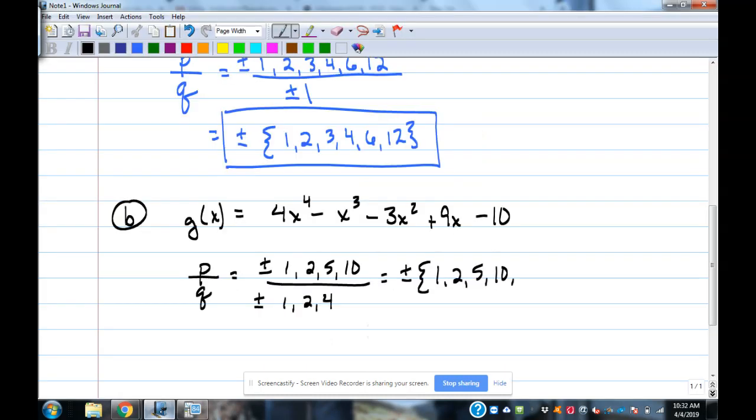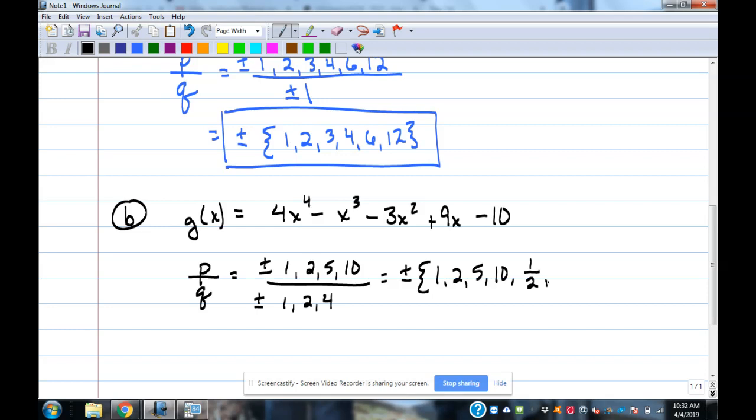All right. So take each factor that's on the top, divide them by 1. That gets you part of your list. Then take each factor that's on the top and divide by the next factor. So 1 divided by 2, that's the fraction 1/2. That's a rational number. Rational number just means you can write it as a fraction. So that's what we're trying to find here.